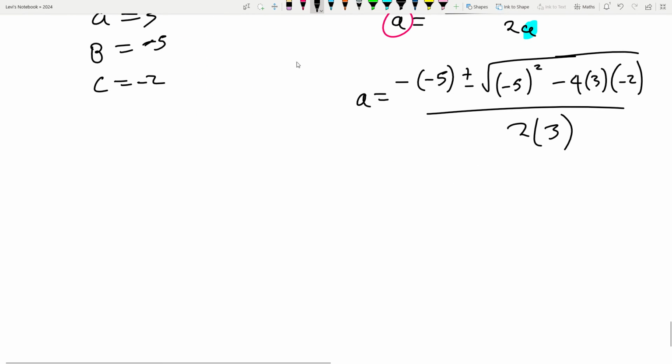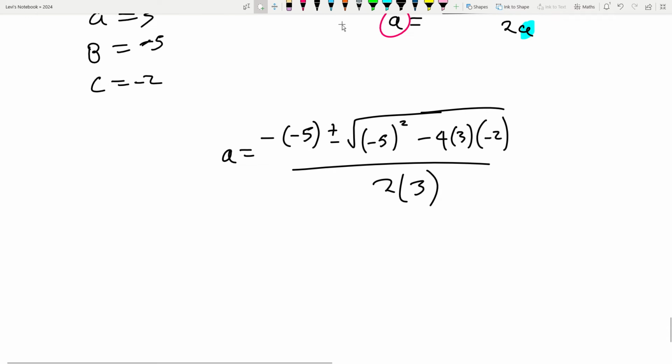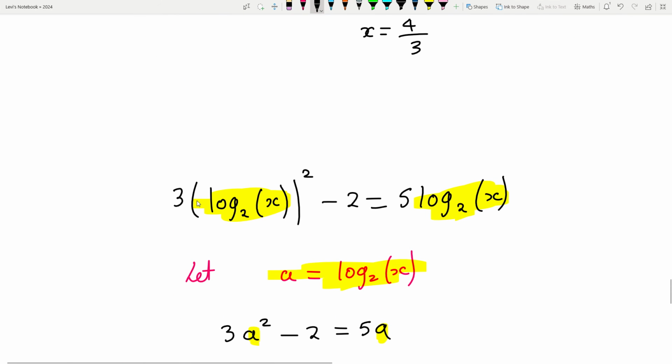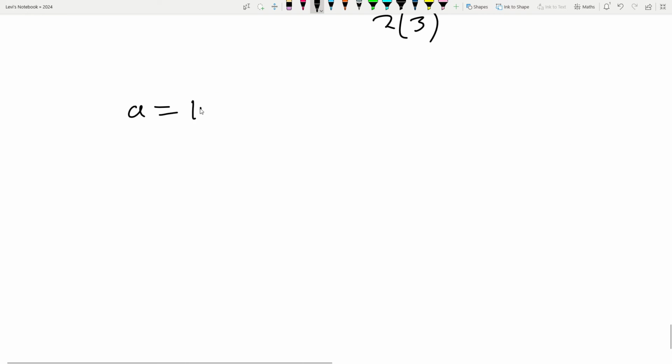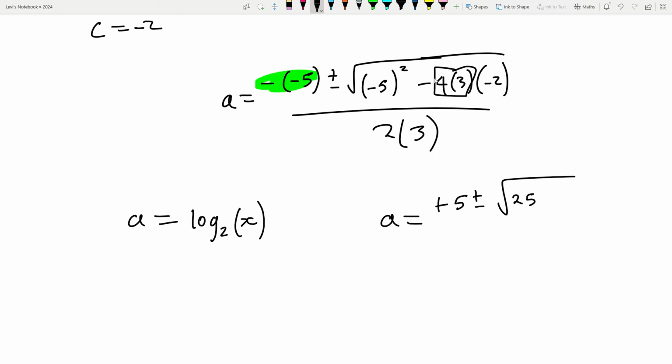Right, so let's try and simplify this huge algebraic mess to get our answers. Now this won't be our final answers because remember, we made the substitution that a is equal to log base 2 of x. Okay, so the front bit can simplify to positive 5. So you have a equals positive 5 plus or minus the square root of 25. This bit here would be 4 times 3 times minus 2, which gives you positive 24. Okay, all over 6.